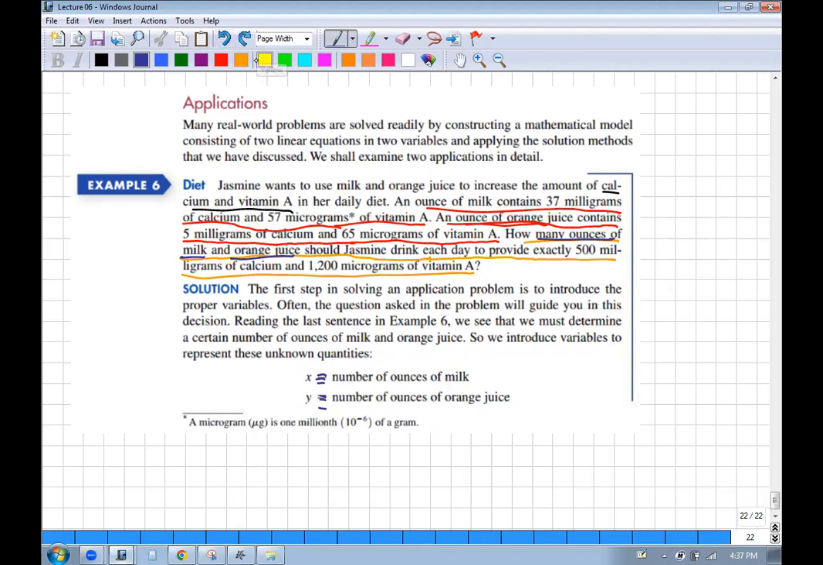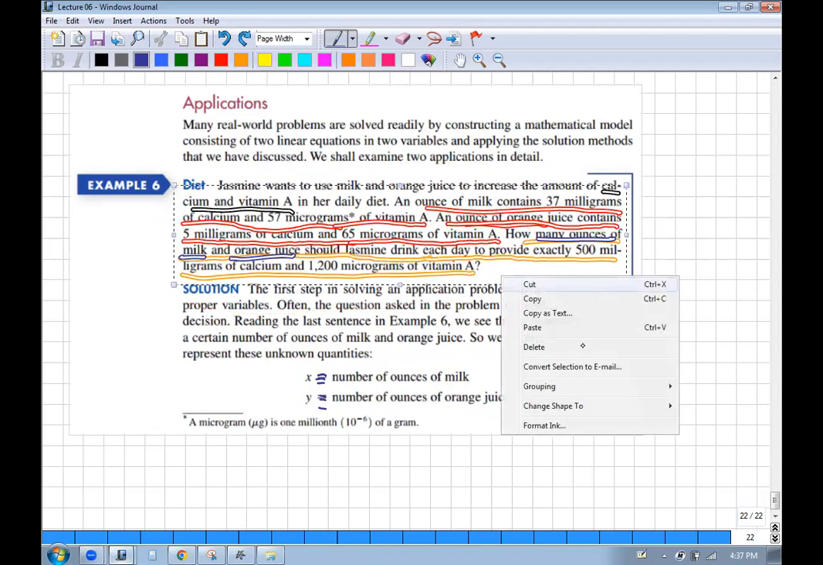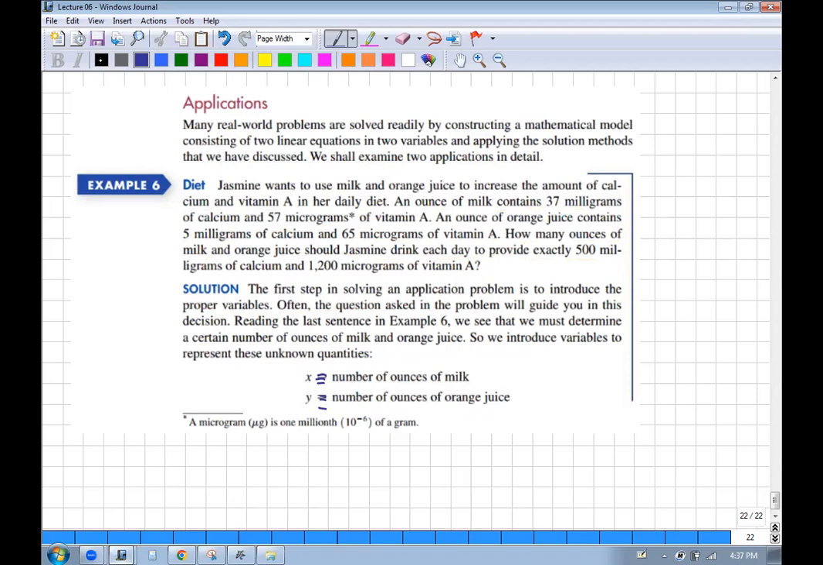Okay. So we got all these lines here. It's not helping me. So how do we set this up? First thing, we define our X and our Y. All right. And now we need some equations. There's two unknowns, so we need two equations. Okay. What do we want? We want 500 milligrams of calcium.